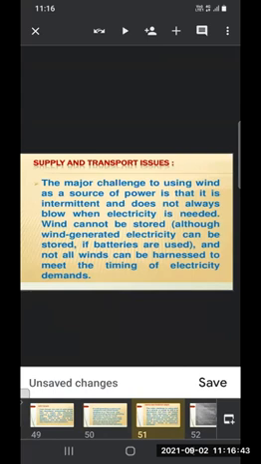Supply and transport issues. The major challenge to using wind as a source of power is that it is intermittent and does not always blow when electricity is needed. Wind cannot be stored. Okay, we cannot store wind. Although wind generated electricity can be stored if batteries are used. If we generate electricity in wind power plants, then it can be stored in the batteries, but we cannot store wind, and not all winds can be harnessed to meet the timing of the electricity demand.